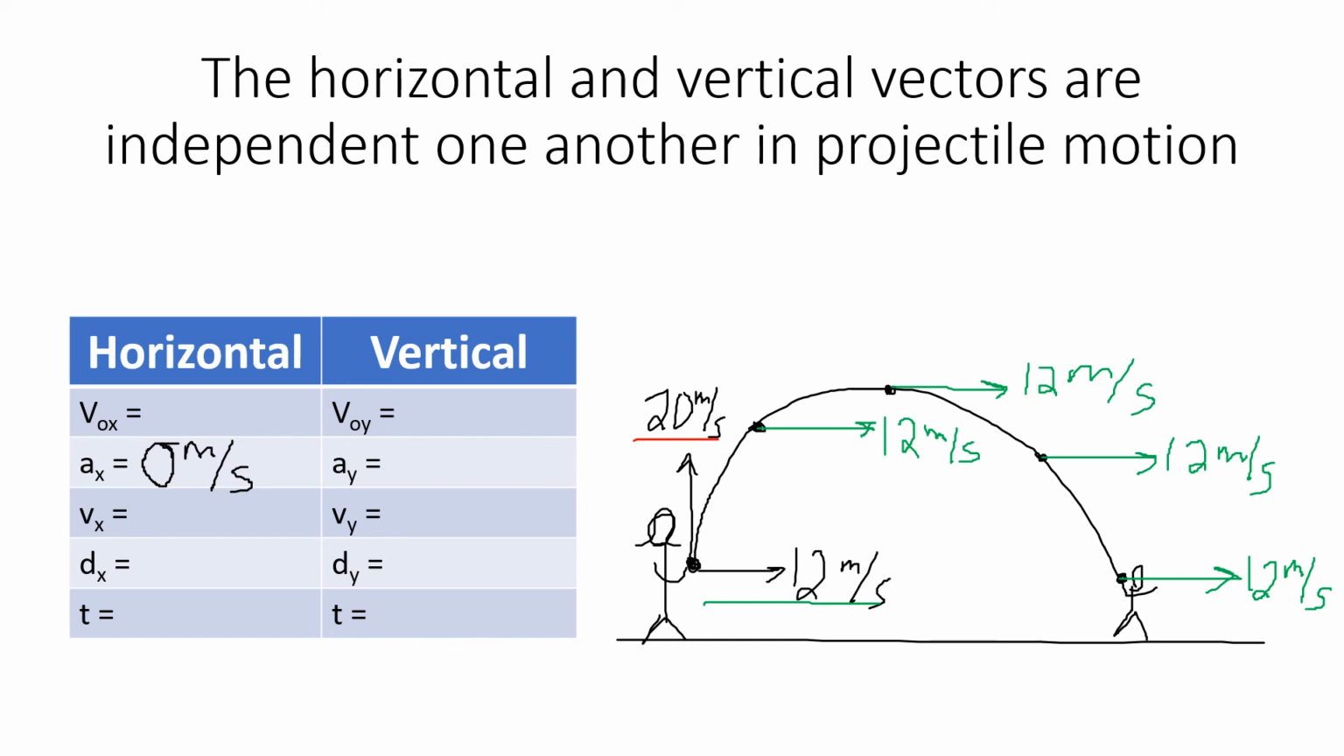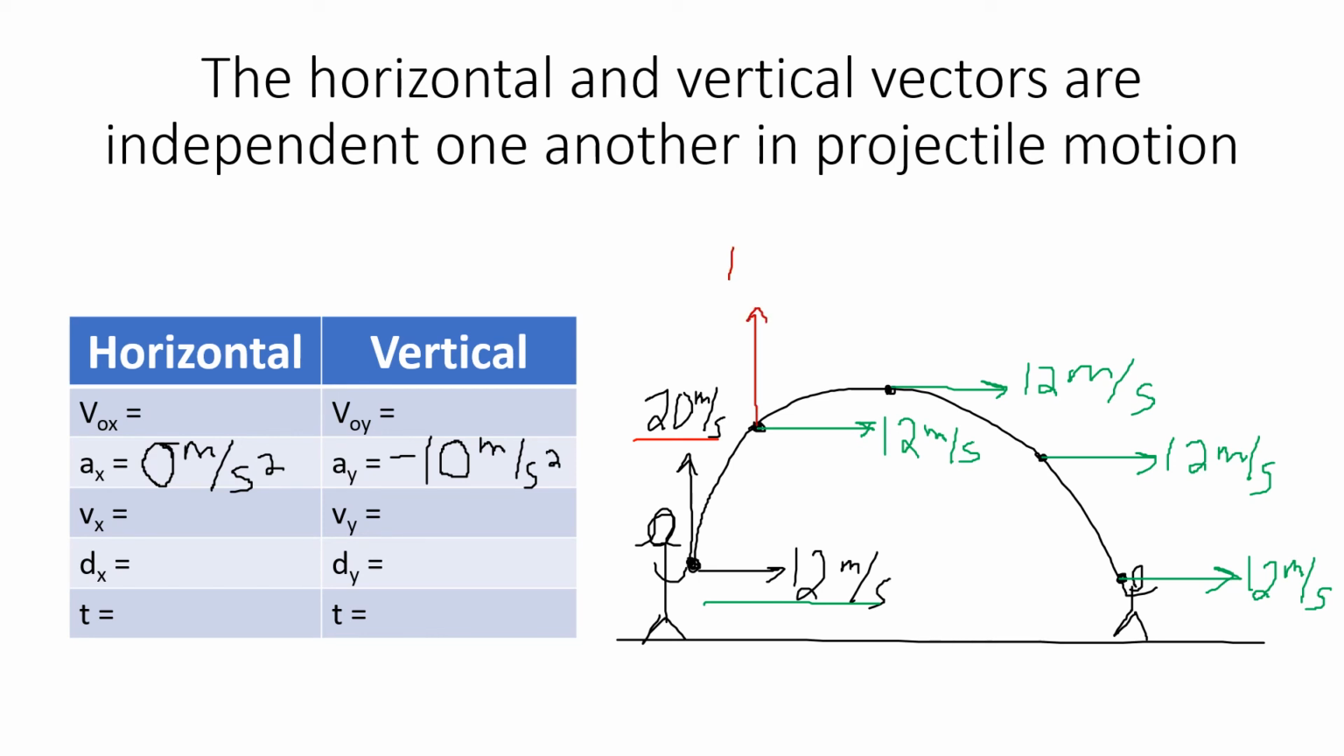However, on the vertical vectors, we do have an acceleration. Our acceleration is gravity. Now, I know I said that gravity is negative 9.8 meters per second squared, but for simplicity, let's go ahead and call gravity negative 10. Let's round it to the nearest whole number, just for simplicity. And remember, acceleration is how much the velocity changes. So 20 plus negative 10 is 10.